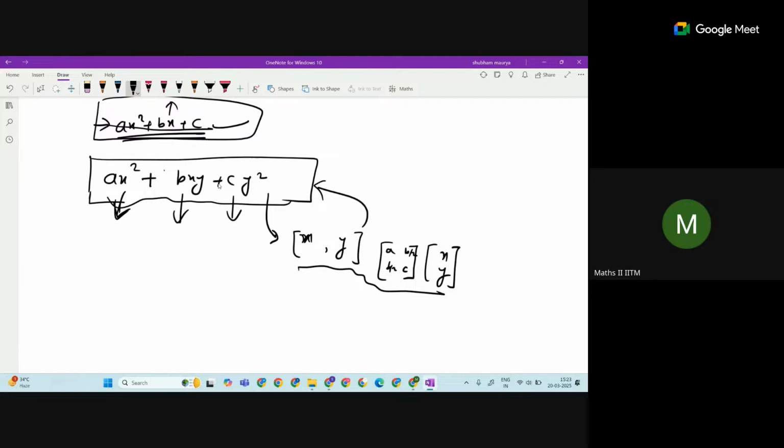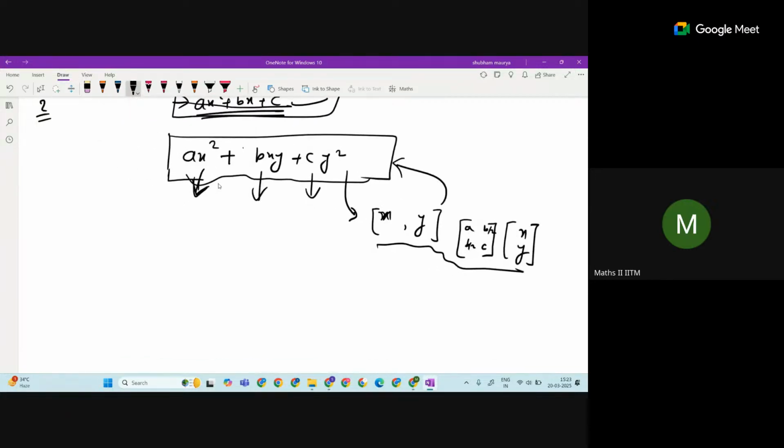This is the real case, which you have already done. Now we are going to do the complex quadratic form in C^n. The quadratic form in C^n means the entries are going to be complex.